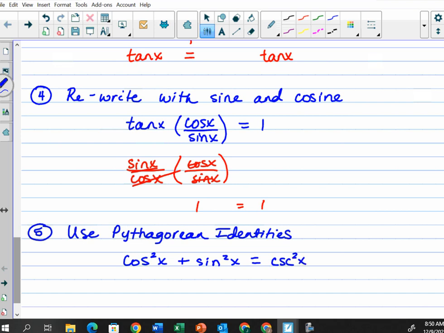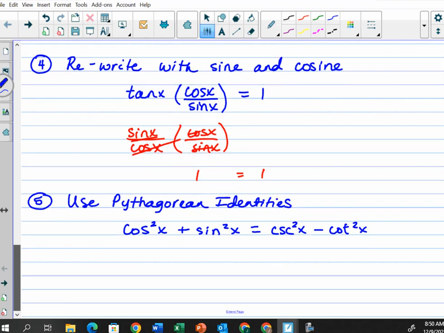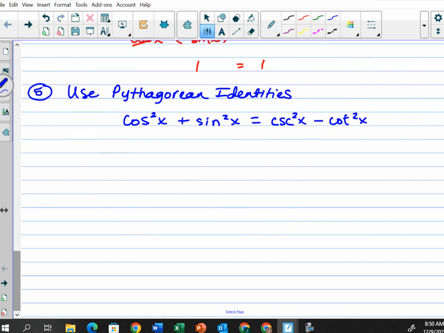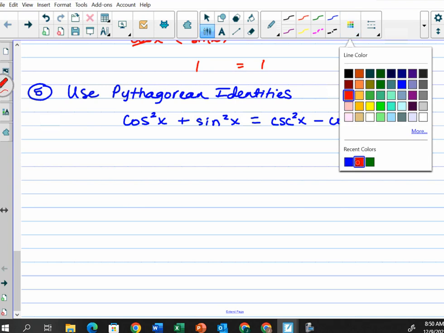I know, you've already been doing it. Now you're officially doing this. All right, let me break that up for you. We've got cosine squared plus sine squared equals cosecant squared minus cotangent squared. Doesn't really look like they're equal, but they are.